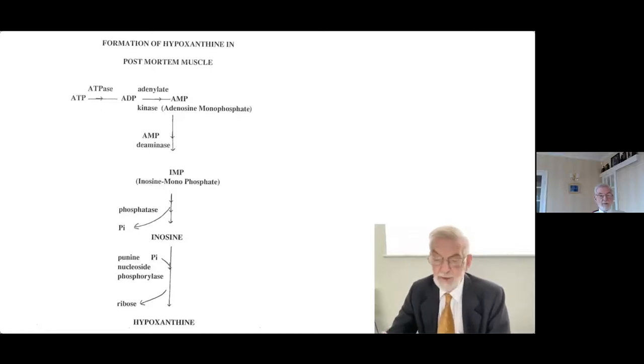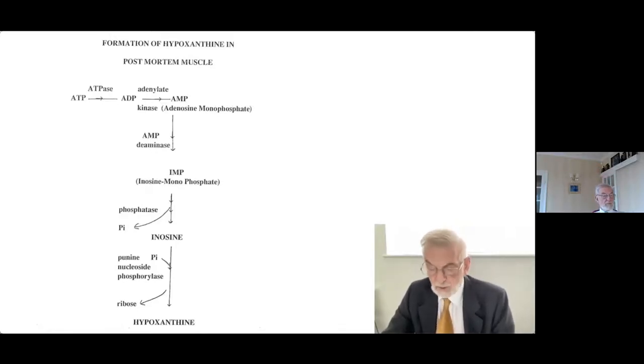I say after the death of the fish, oxidative phosphorylation ceases and this pathway breaks down. So what will happen is the levels of ATP will fall very quickly. They will break down to ADP, etc. And at the same time, eventually, we will see an increase in inosine and hypoxanthine finally.